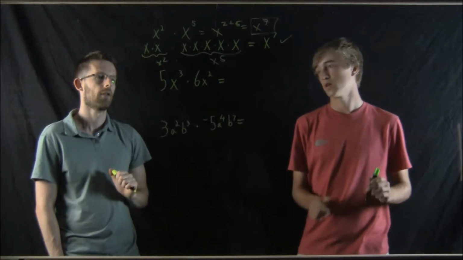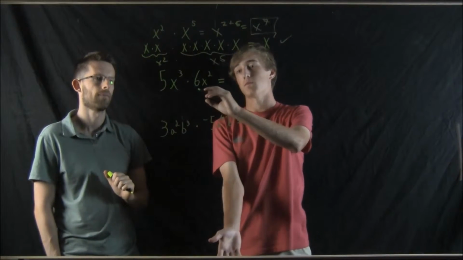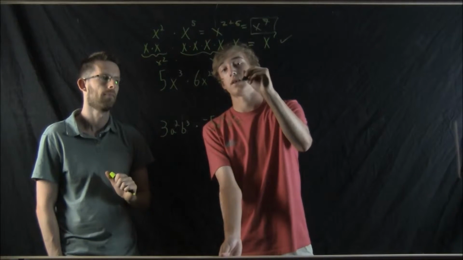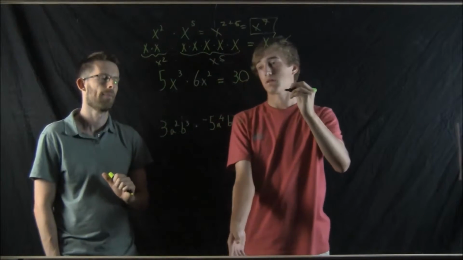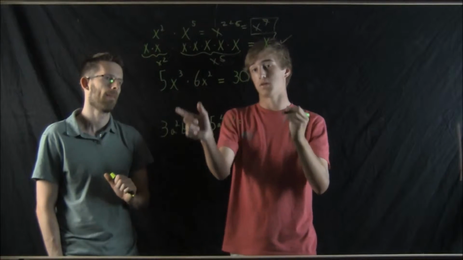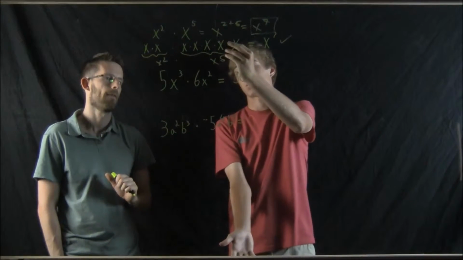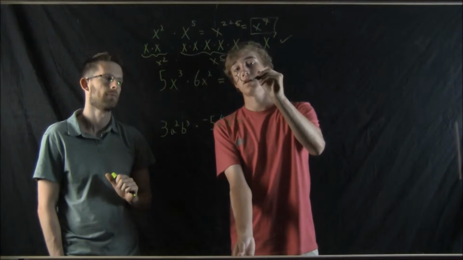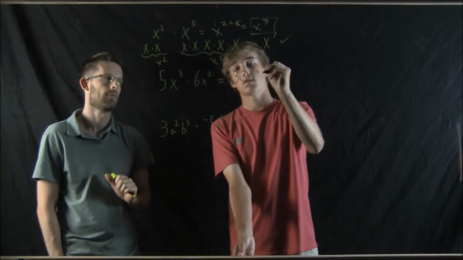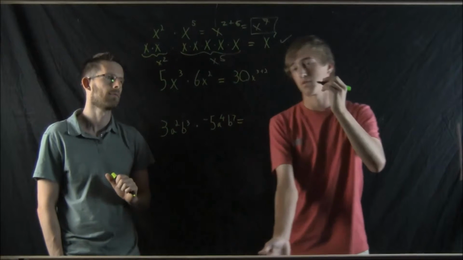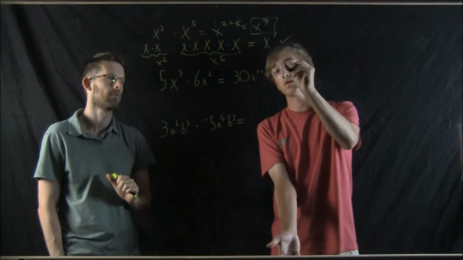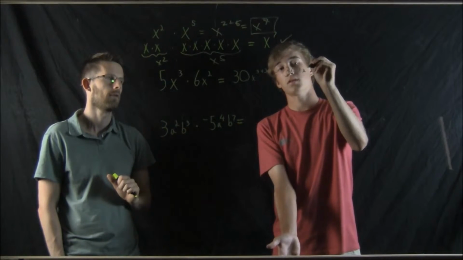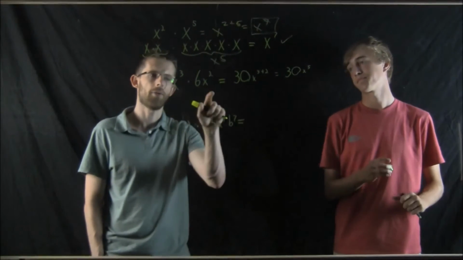The answer here, well, first we have coefficients, so you have to multiply the coefficients together, and you'll get 30, 5 times 6. And then we also have x's with exponents. So applying the same rule from the previous problem, we want to do 3 plus 2, so we'll have x to the 3 plus 2, which equals 30x to the fifth. Very good.